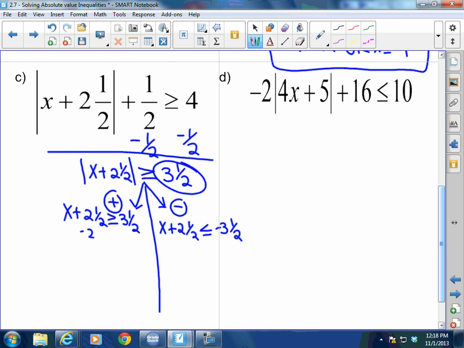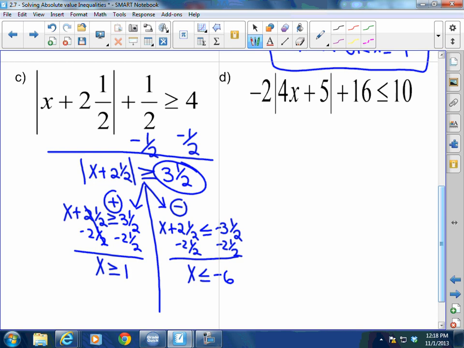Now I subtract 2 1/2 to both sides. So x is greater than or equal to 1. I subtract 2 1/2 to both sides. X is less than or equal to negative 6.